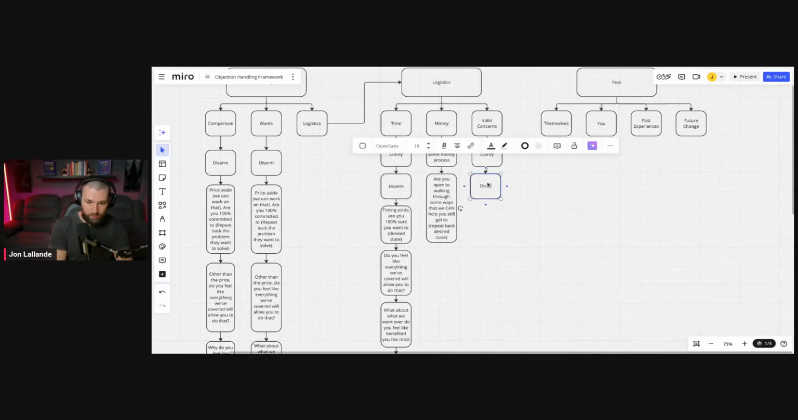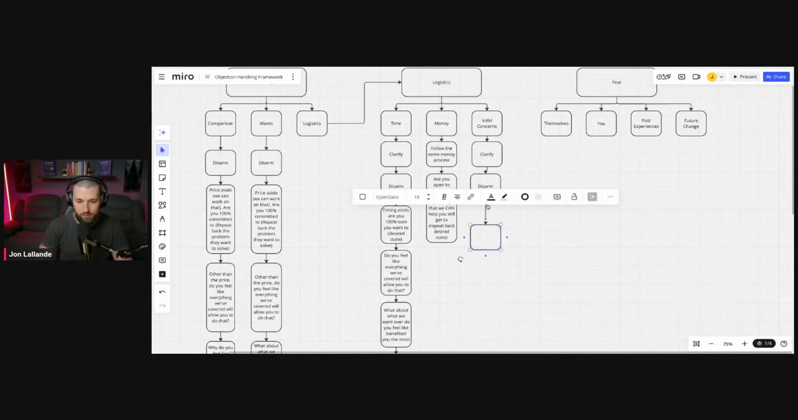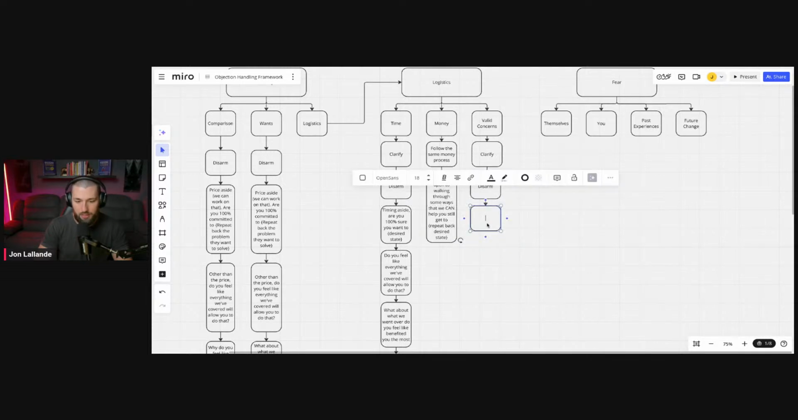And what that's going to look like is, hey, certainly not a problem. We've actually had this concern come up a lot, so you're 100% not alone. Are you open to exploring some ways that we've been able to help other people like you with this exact same process? Right? So that's the next part. And you can even tell a story. Hey, we had one story. So are you open?